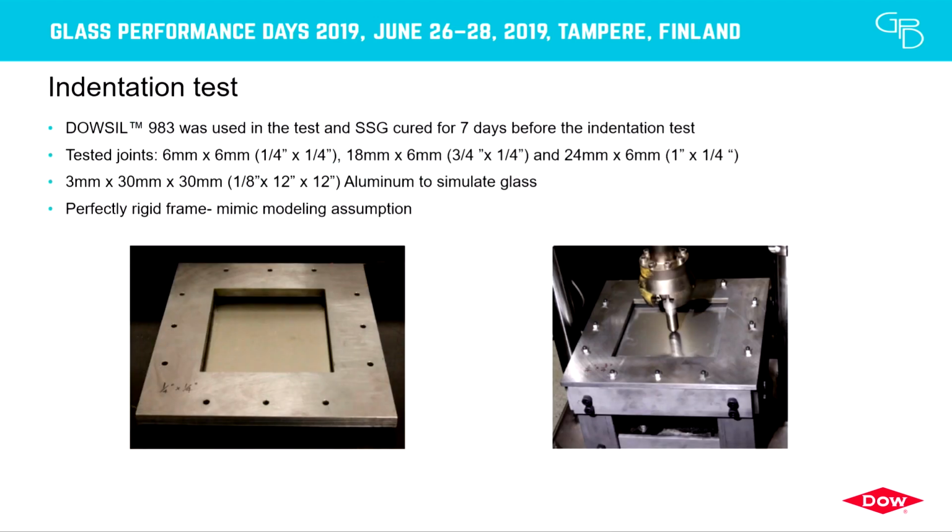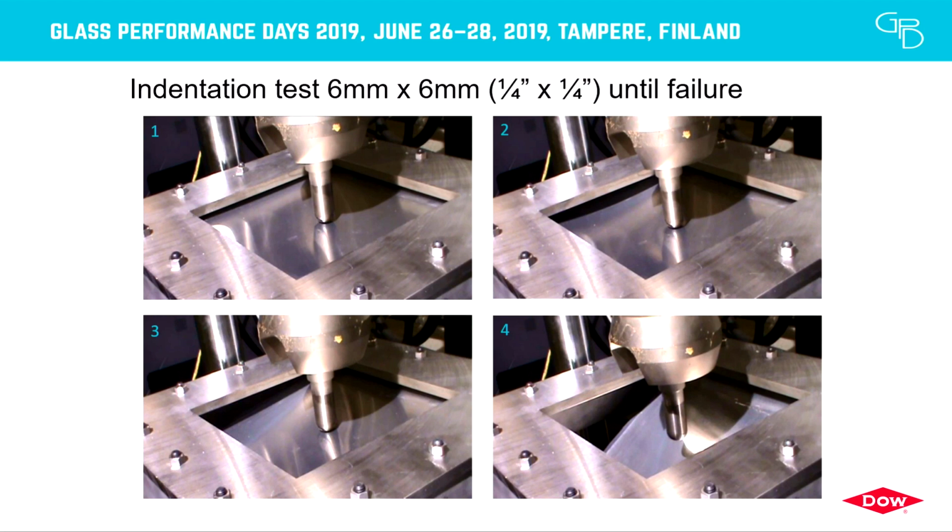So then we went ahead and we prepared samples. We did use 3 aspect ratios, 6 by 6, 18 by 6, and 24 by 6, so an aspect ratio of 1, 3, and 4. It's aluminium bonded to a steel frame and perfectly rigid, as I said before. And on this slide, you can see how the test looks. So as you push and as you increase the indentation displacement, you will eventually reach failure.